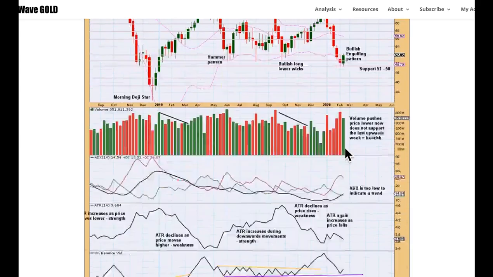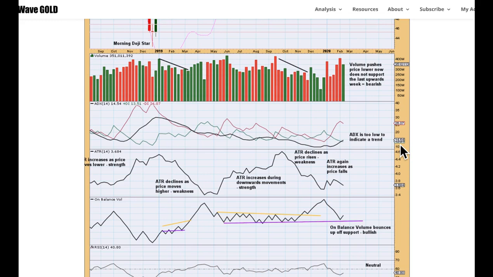ADX is just below 15, a little too low to indicate a trend. If it reaches 15 next week and the negative DX line is above the positive, it would then indicate at the weekly chart level a downward trend may be in place. We do not have that indication yet. I'm using the guideline of 15 from Kirkpatrick and Dahlquist's classic technical analysis. ATR has been increasing as price was falling, declining as price is rising, showing some increase as price is falling.